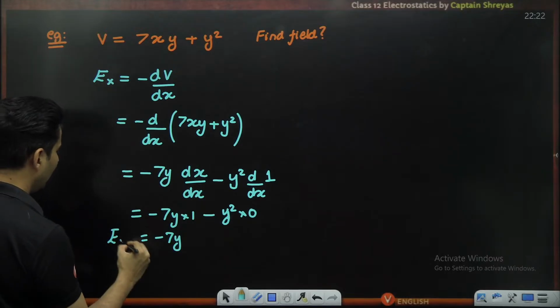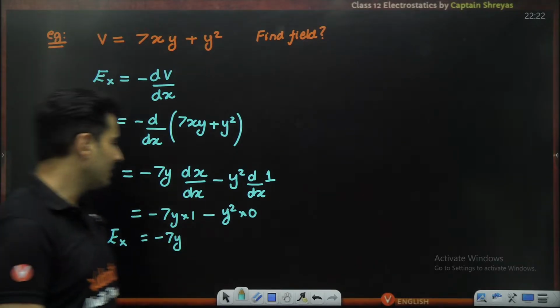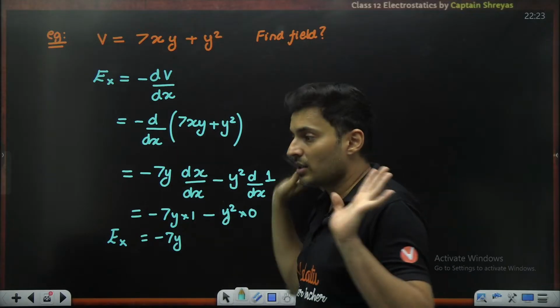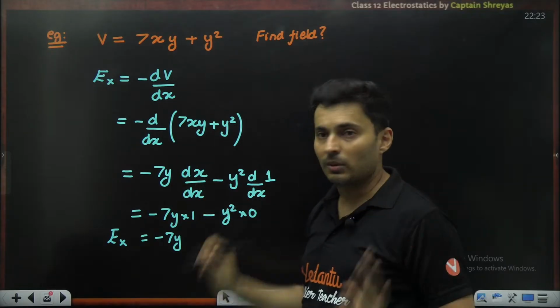So electric field along x-axis will be minus 7y. Everything else apart from x is a constant. Treat it like that and solve it.